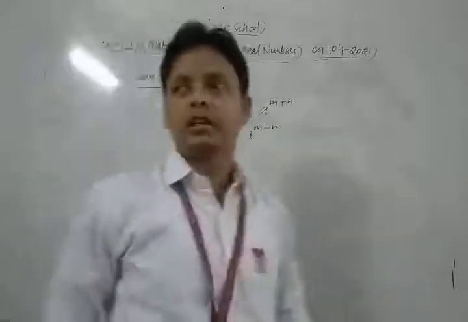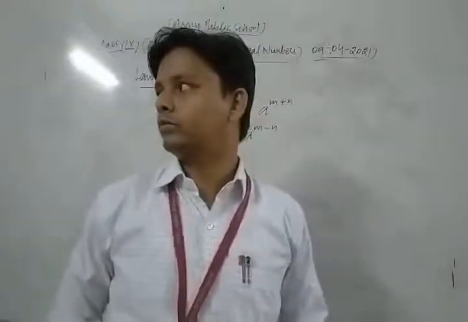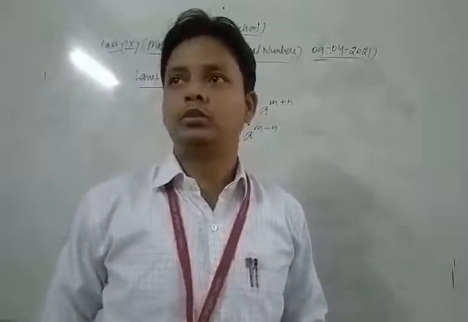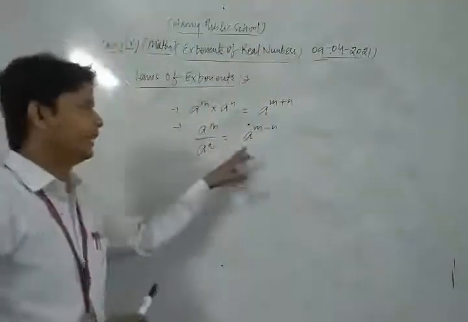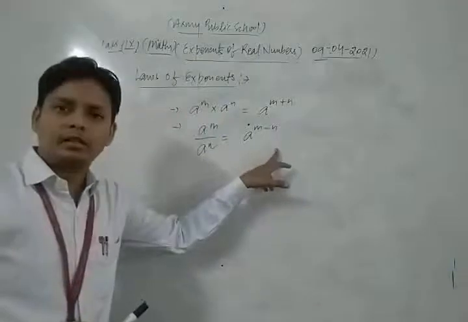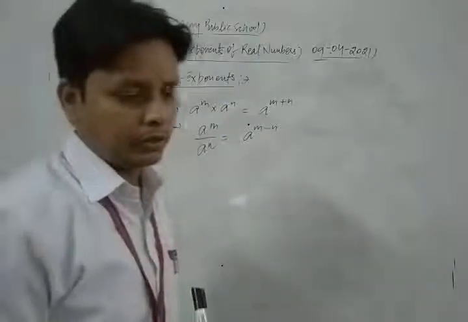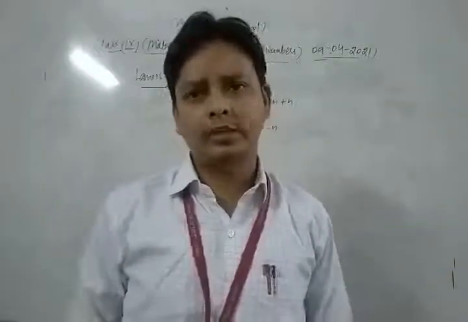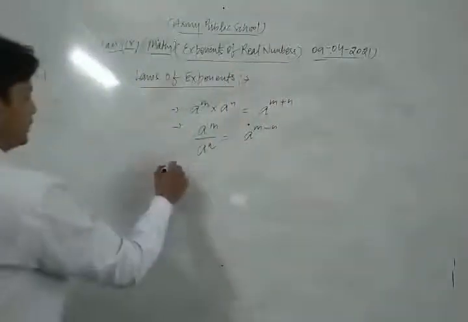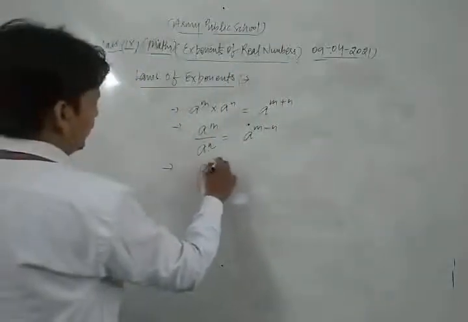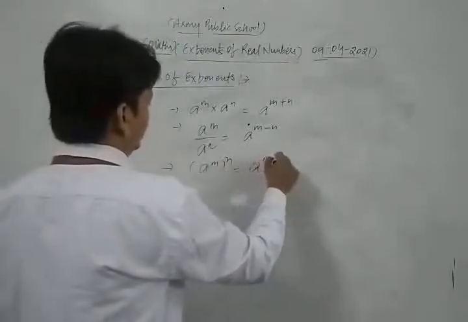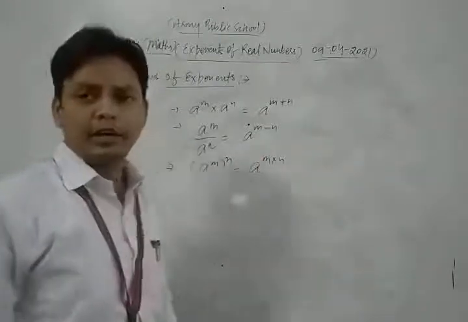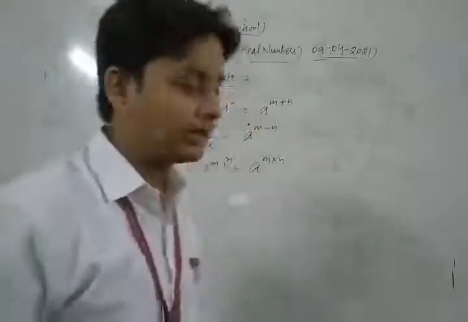So a to the power m upon a to the power n, we can write as a to the power m minus n. This is also a very important and basic law of exponent. The second important law is: if we have a to the power m to the whole power n, then we write a to the power m into n. This is also a very important law of exponent.